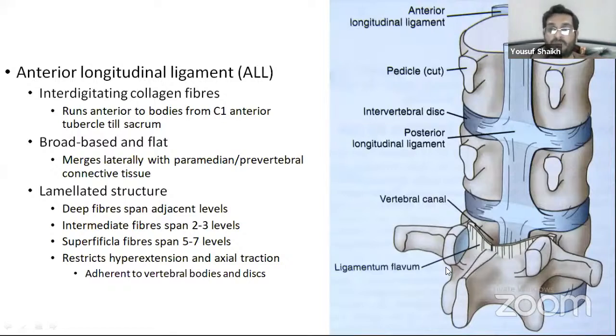So in patients, when we are doing an anterior approach, the anterior longitudinal ligament has to be incised in order to gain access to the disc or do a corpectomy. So the ALL has to be removed.